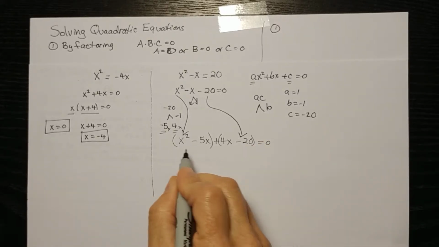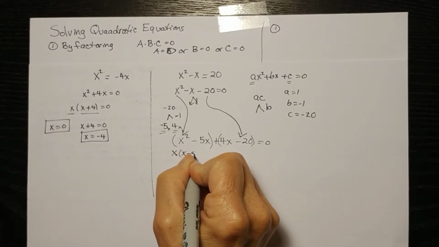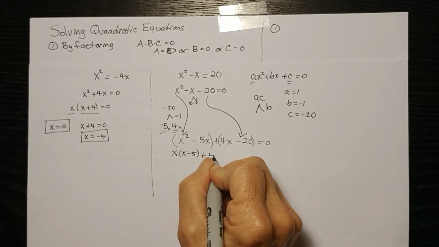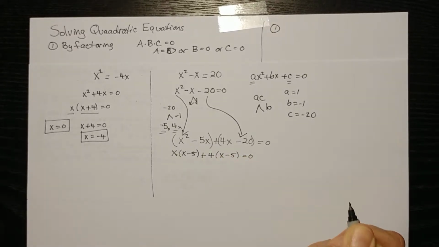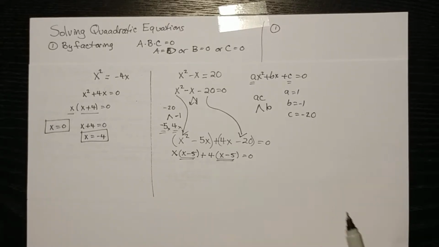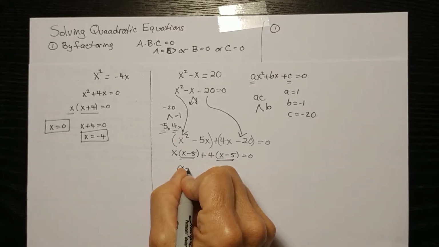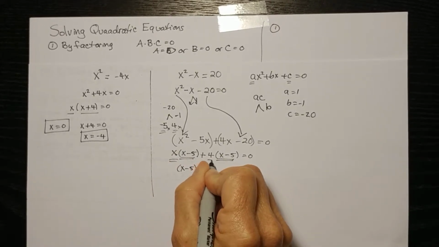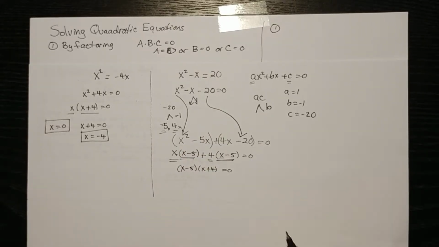I'm going to factor out the greatest common factor that I see here, which is simply an x, leaving me with x minus 5. I'm going to factor out the greatest common factor that I see here, which is a 4, leaving me with x minus 5. It's not a coincidence, it's because this is factorable that we have the same factor here. Now I'm going to factor out from each of these terms x minus 5, leaving me with x plus 4. Now I've factored this into x minus 5 times x plus 4.